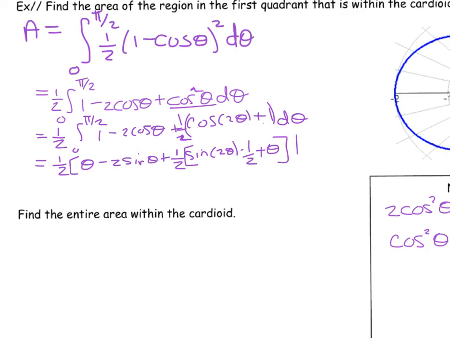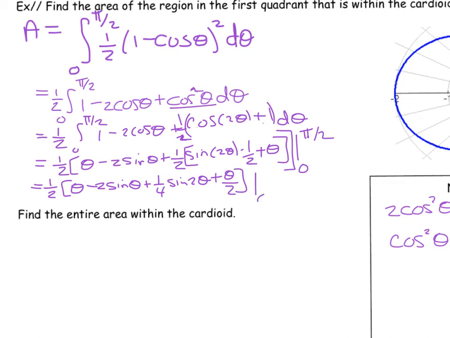And then we're evaluating that from 0 to pi over 2. Cleaning this up, it's tough to know how to clean this all up, so I think we'll clean up one more step before we evaluate. So this is 1/2 theta minus 2 sine theta. And then if you distribute this 1/2, you get 1/4 sine 2 theta plus 1/2 of theta, or theta over 2, evaluated from 0 to pi over 2.